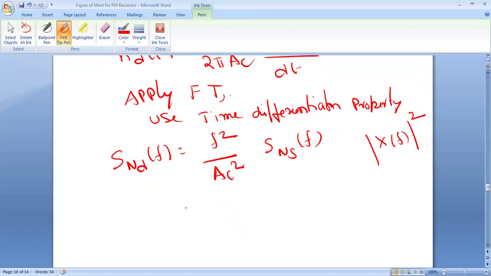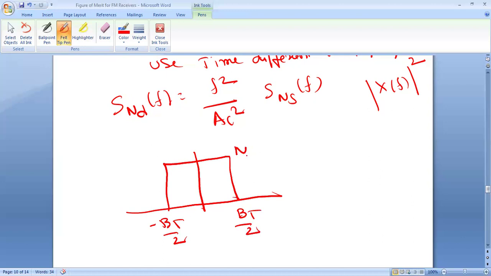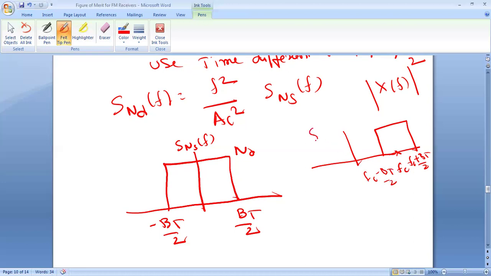Now, from our previous discussion, we know that the quadrature narrowband noise component can be represented from minus BT by 2 to plus BT by 2. This is N naught. This is S_NS(f). How did this come? S_N(f) equals S_N(f minus fc) plus S_N(f plus fc). For frequency modulation, we won't consider fc plus W to fc minus W. It depends on the transmission bandwidth, right? In frequency modulation, this is fc, this is fc plus BT by 2, this is fc minus BT by 2. This is your S_N(f), both positive side and negative side. So S_N(f minus fc) plus S_N(f plus fc) gives you S_NS(f).